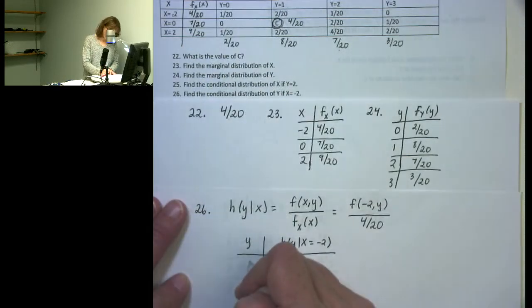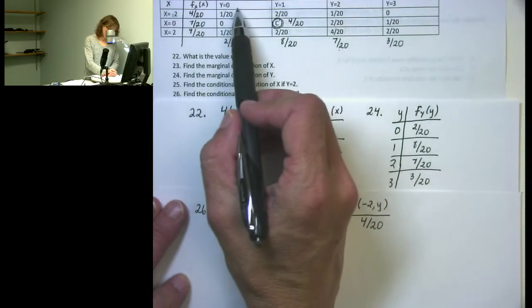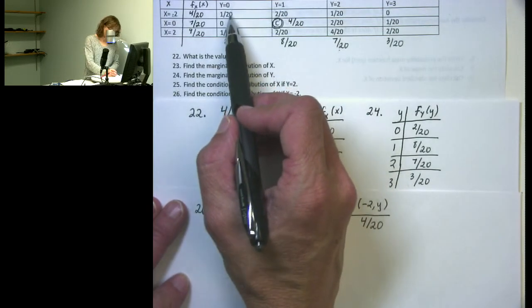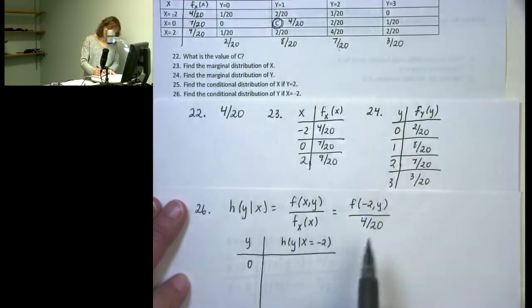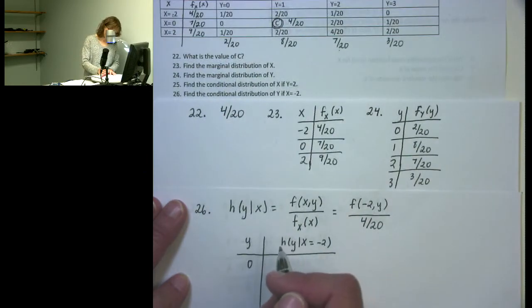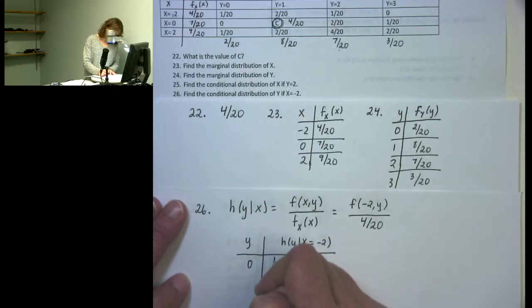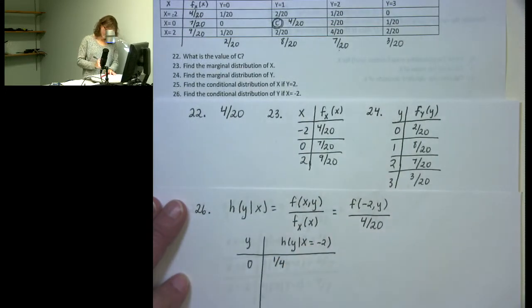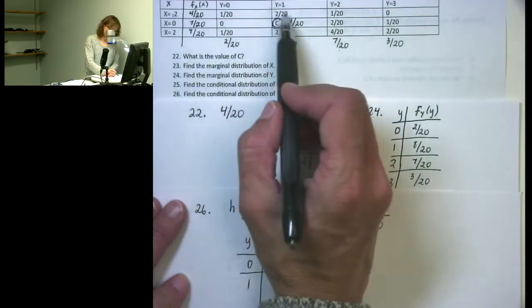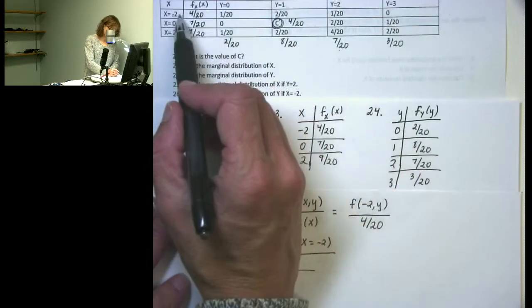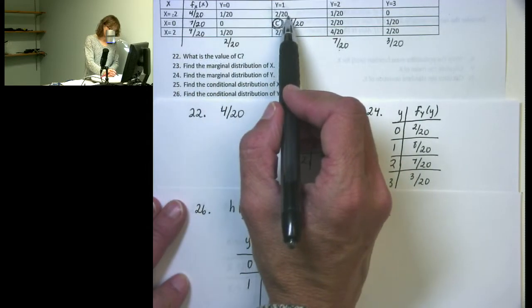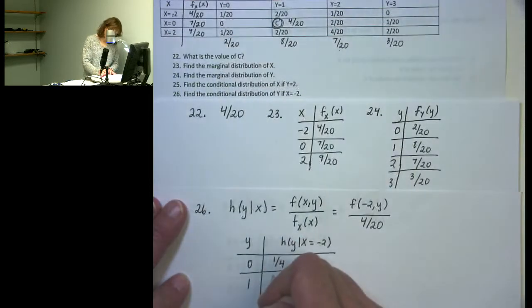So let's see, y could take the value 0. The probability that y is equal to 0 and x is -2 is 1/20, over 4/20 gives me 1/4. Y could be equal to 1. The probability that y is equal to 1 and x is equal to -2 is 2/20 divided by the 4/20, which gives me 2/4 or 1/2.